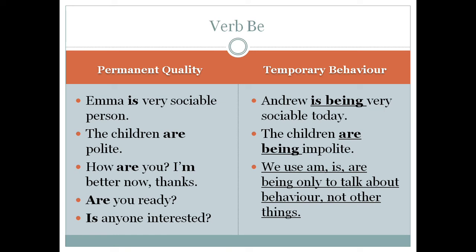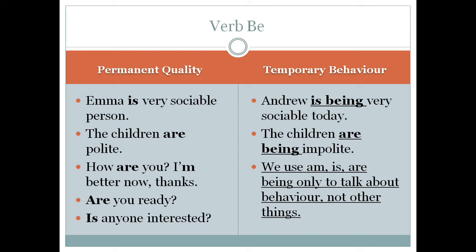Now we come to verb be. Verb be is a state verb. Sometimes we can use it in continuous tenses. Here you can see permanent quality and temporary behavior. Example: Emma is sociable. Emma is a very sociable person. It's the permanent state of her that she is sociable.